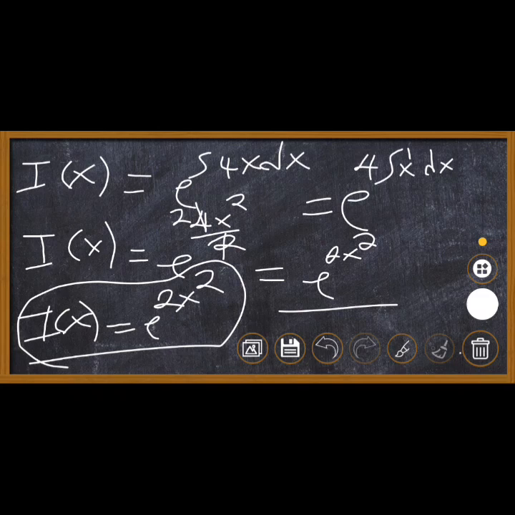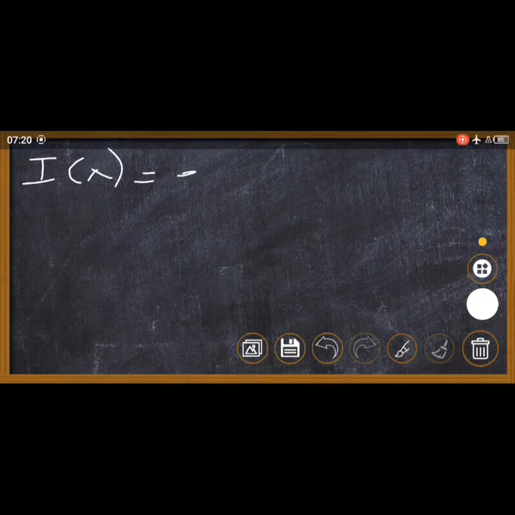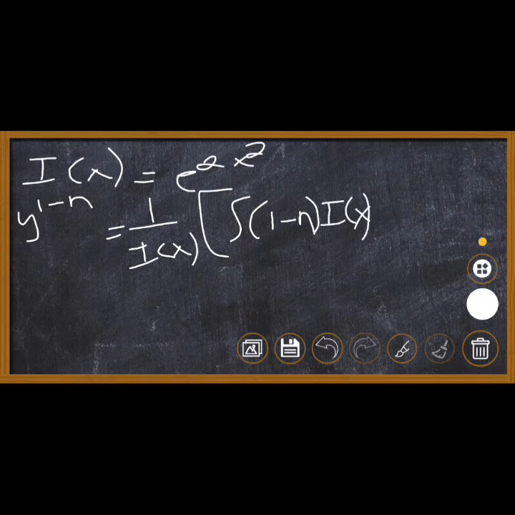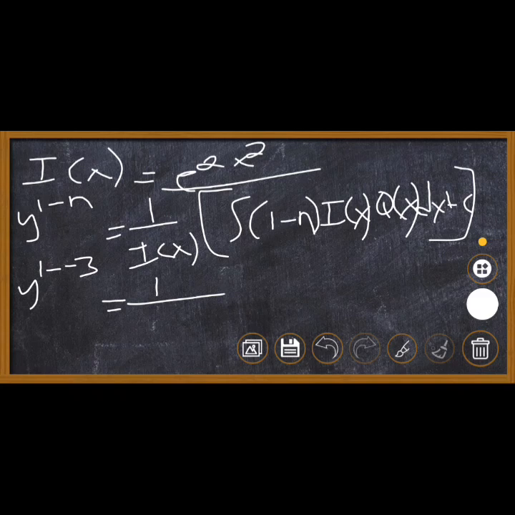So since we have already found our integrating factor, which of course is just e raised to power 2x squared, we are going to replace this in the general equation. Remember, our general equation is y to the 1 minus n equal to 1 over the integrating factor, and then here we have the integral of 1 minus n, then integrating factor, and then q of x dx plus constant c. So in this case, we are going to replace the values. Remember, what was our n? Our n is negative 3. So we have 1 minus negative 3 equal to 1 over our integrating factor. We have already found it. It's e power 2x squared.